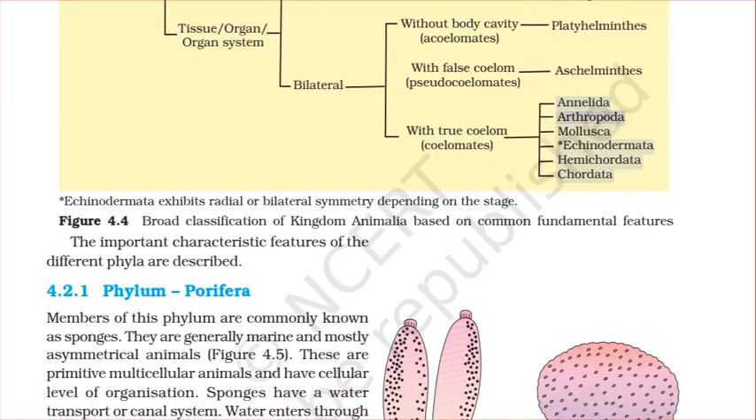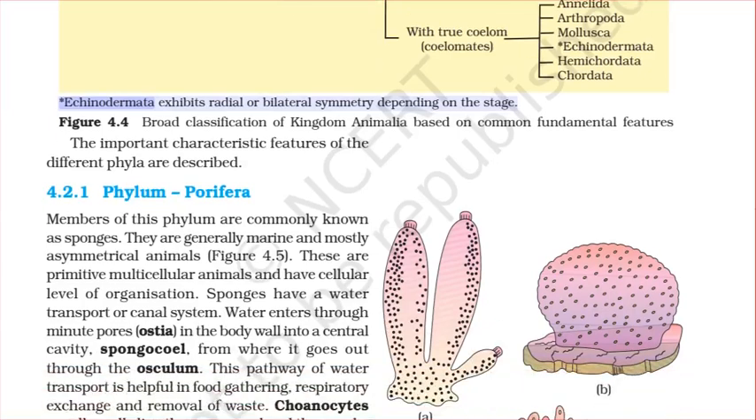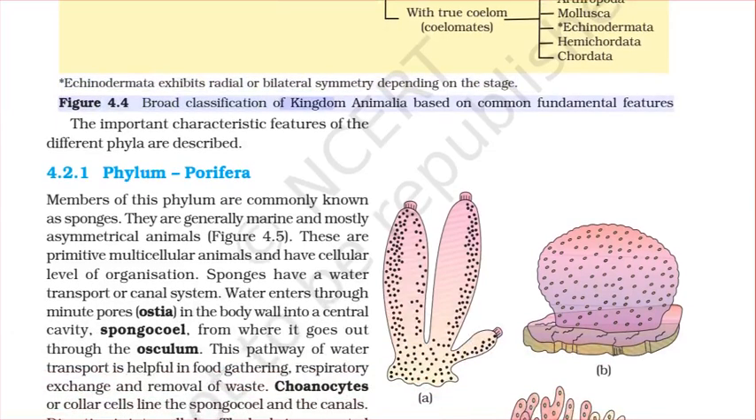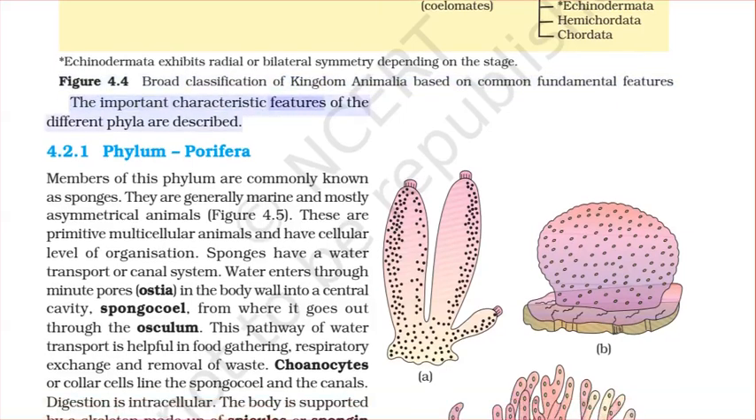Annelida, Arthropoda, Mollusca, Echinodermata, Hemichordata, Chordata. Echinodermata exhibits radial or bilateral symmetry depending on the stage. Figure 4.4 Broad classification of kingdom Animalia based on common fundamental features. The important characteristic features of the different phyla are described.